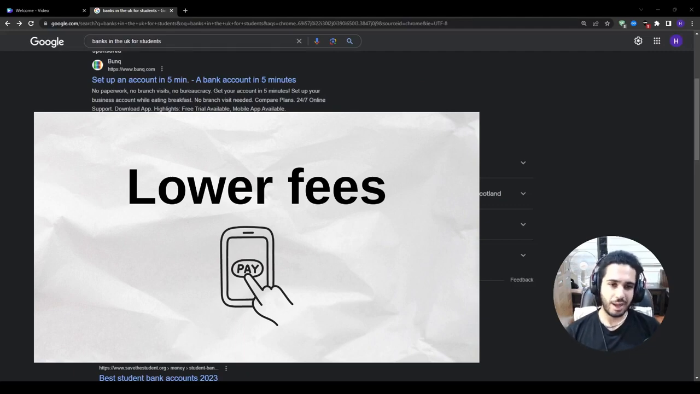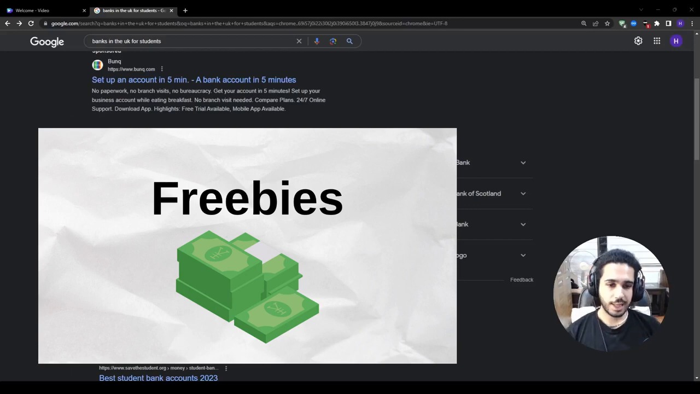Now, the second thing that we have here is reduced fees. And as the name suggests, they are another crucial aspect of student accounts. From lower international transaction fees to reduced charges on failed payments, these benefits can save you from unexpected costs. And for the last most common benefit that you have on student accounts, you got freebies, which can range from rail cards to discount vouchers and even cash bonuses. They can be a great benefit, but don't let them distract you from the fundamental features of the account itself.